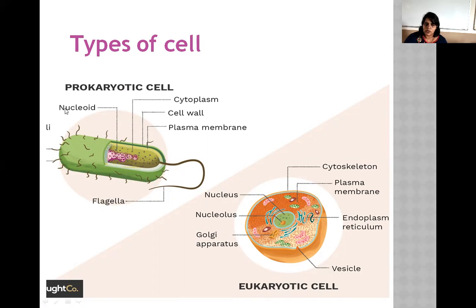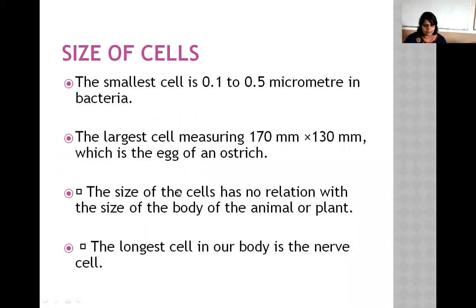The word pro means primitive, and karyon refers to a nucleus. So we can term the prokaryotic cell as the cell with a primitive nucleus. Whereas in the eukaryotic cell, the word eu means true and karyon is again nucleus. So we can say that the eukaryotic cell is the cell with a true nucleus.